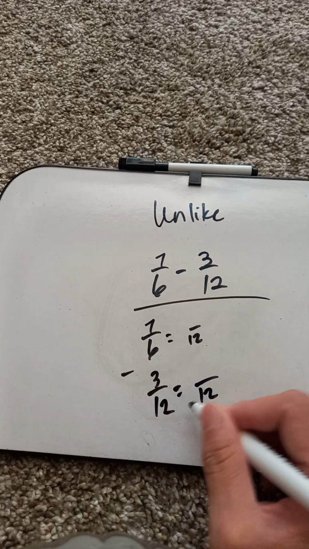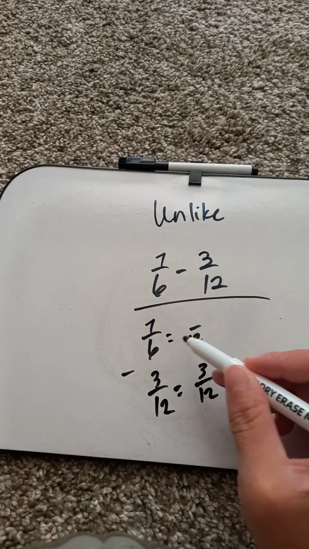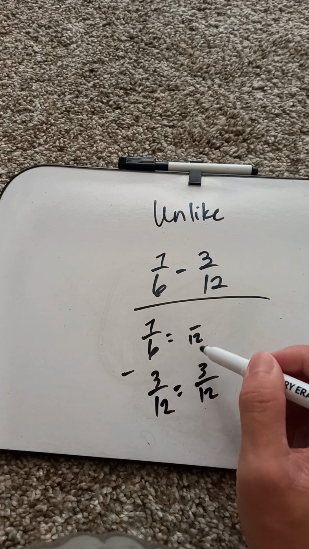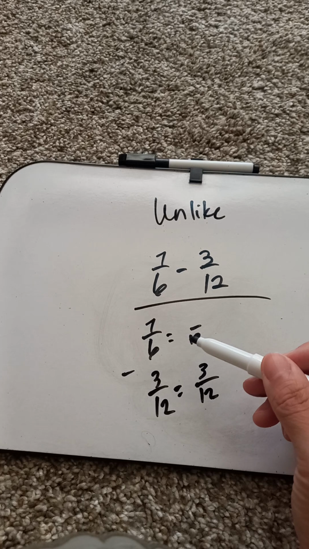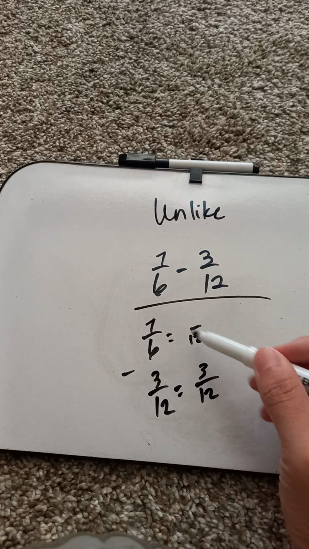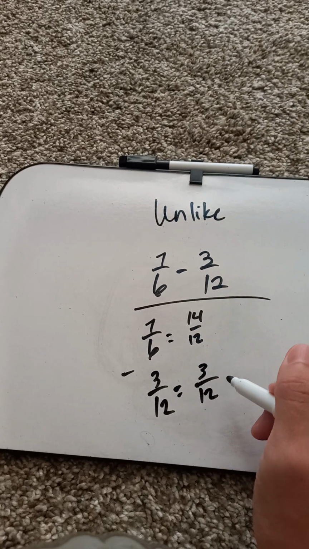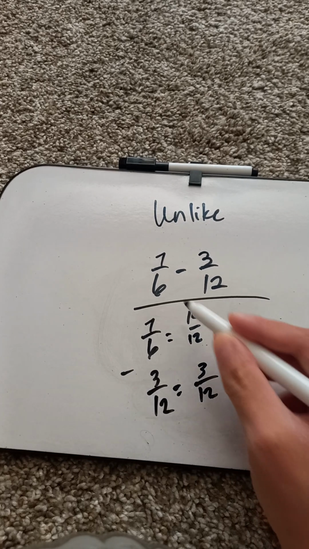We're going to drag that over. We're not going to change the bottom one, okay? Let's look at the top though. This one was a 6, right? How did we get from 6 to 12? We multiplied by 2, right? So what we do on the bottom, we have to do to the top in order to make it equivalent. So 6 times 2 is 12. 7 times 2 is what? 14. All right, so now look here, we have 12 on the bottom now for both of these.